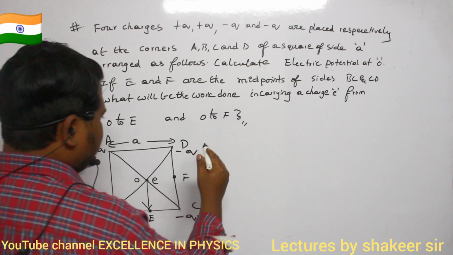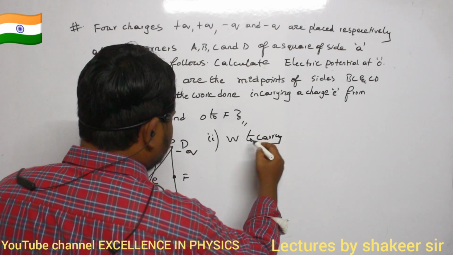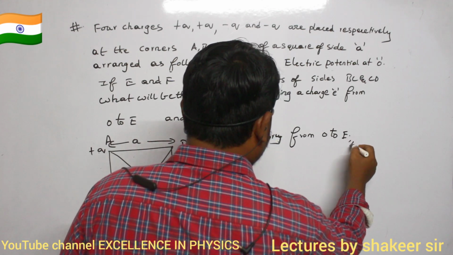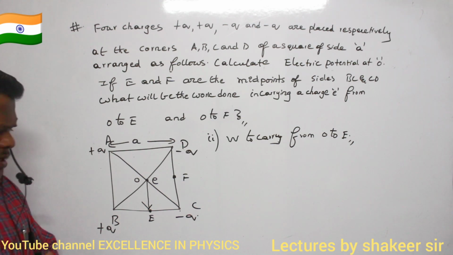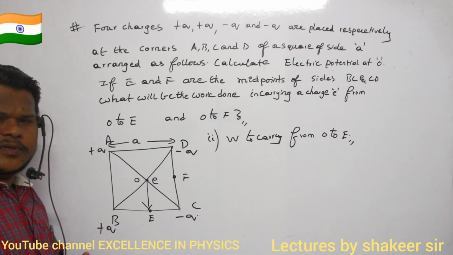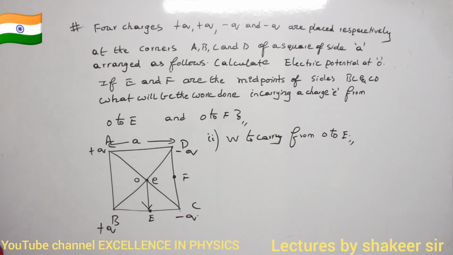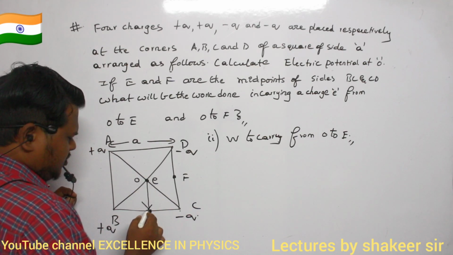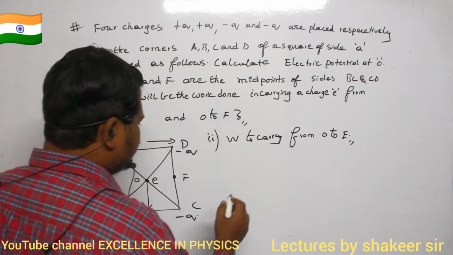Which one? Second question is work done to carry charge from where to where? To carry charge from O to E. Okay? So how can I calculate work done? Can you say, anybody? How can I calculate work done to carry charge from O to E? How can I calculate? Yes, that's all. So already we have calculated previously, no? So I want to shift charge from O to E, no? I want to shift charge from O to E. So therefore, what is the potential difference between these 2 points?